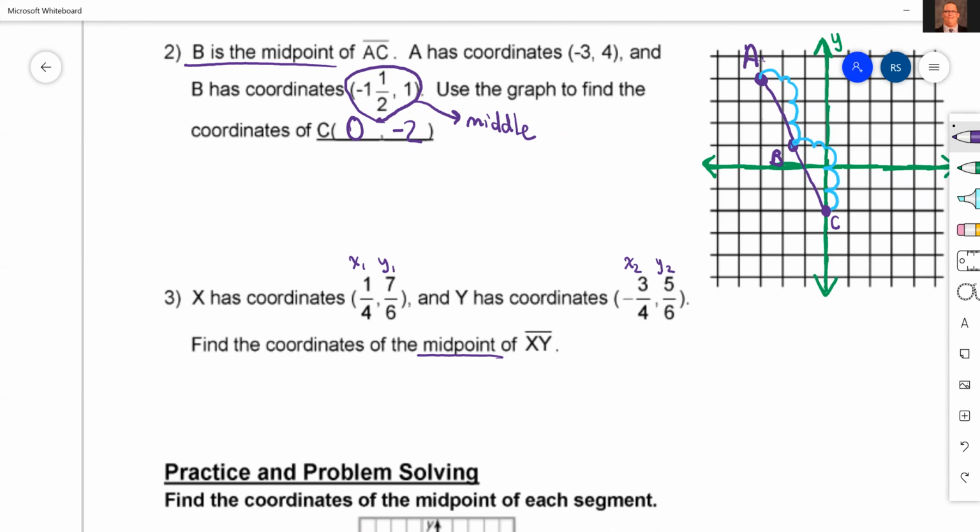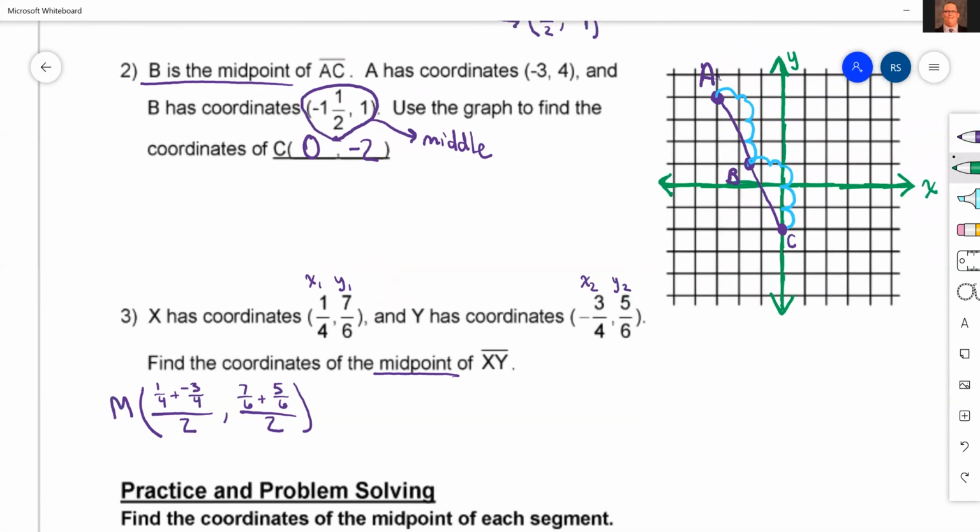To get the midpoint, remember we add the x's. 1/4 plus -3/4 over 2, and then 7/6 plus 5/6 over 2. Now I'm going to come over here to the side and do my fraction math. Fraction addition.